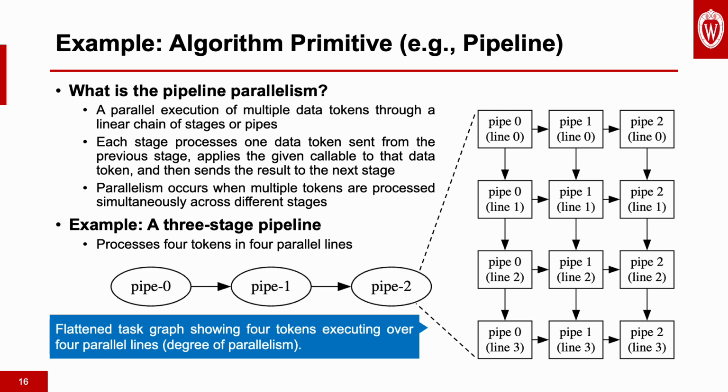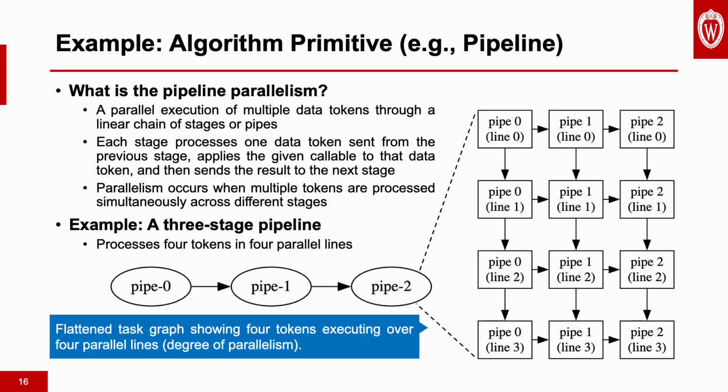Each stage processes one data token sent from the previous stage, applies the given callable to that data token, and then sends the result to the next stage. And the parallelism occurs when multiple tokens are processed simultaneously across different stages. For example, here I'm showing you a 3-stage pipeline that processes 4 tokens in 4 parallel lines.